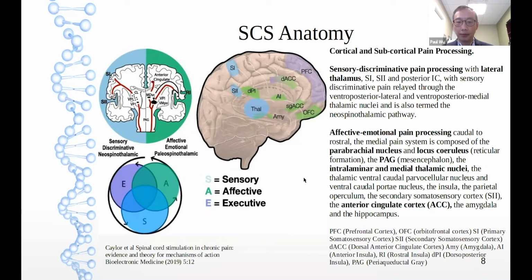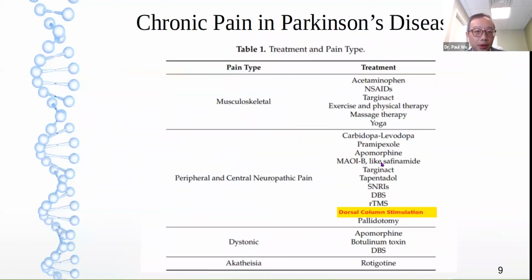And again, the affective emotional pathway is the medial pain pathway, and the lateral pathways are for sensory discriminative pain processing. This is just a summary of different types of chronic pain in Parkinson's disease. Again, we mentioned musculoskeletal, peripheral, and central neuropathic pain. In terms of treatment, we're going to specifically focus on dorsal column stimulation, its evidence, and the theory and application in Parkinson's disease.